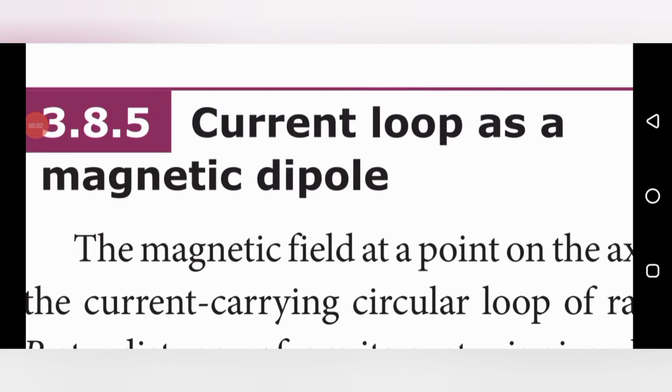Good afternoon, students. Today we will see the topic current loop as a magnetic dipole. This is in Unit 3, magnetism and magnetic effects of electric current. So that is the third unit.